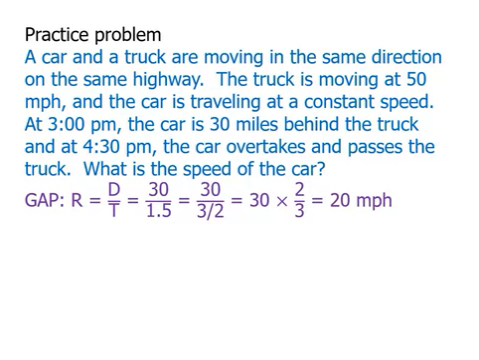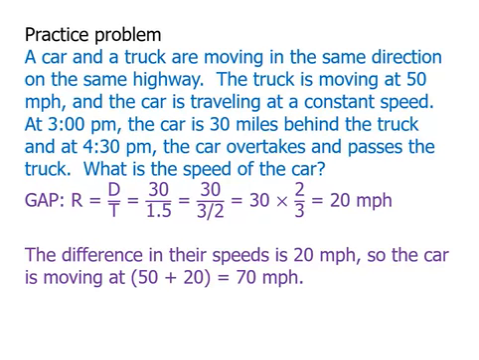Well, that must be the difference in the speeds. And so if the truck is moving at 50 miles an hour, the car must be moving 20 miles an hour faster than the truck. So that must be 70 miles an hour.